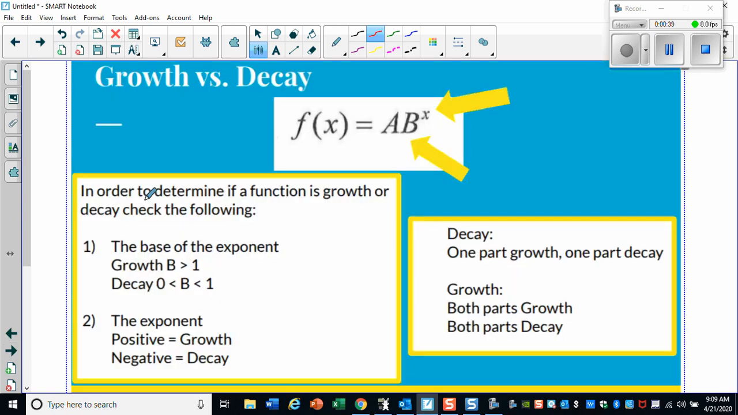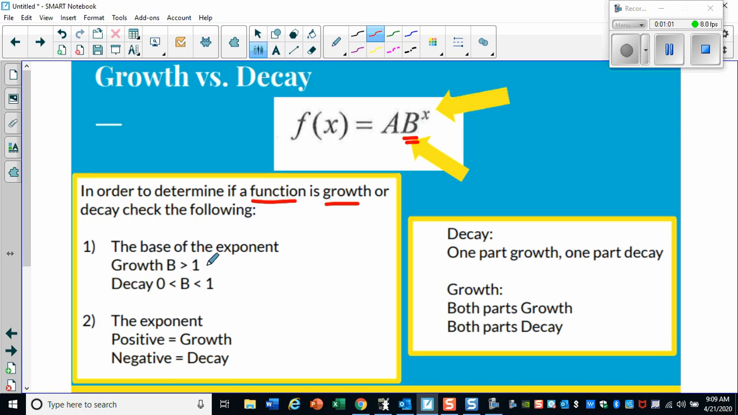The first thing I wanted to go over were two different ways to tell if a graph is a growth versus a decay function. Here is one way that I do that. In order to determine if a function is growth or decay, one thing I do is check the base of the exponent.